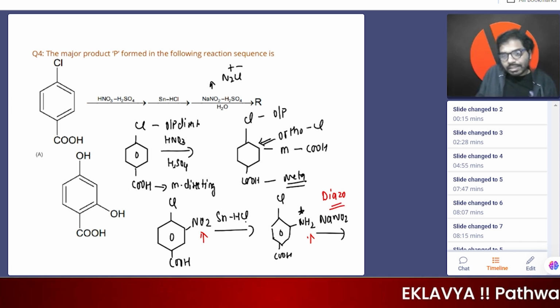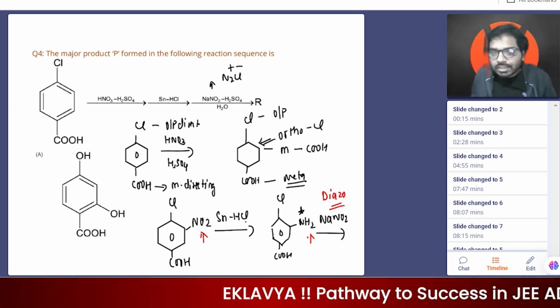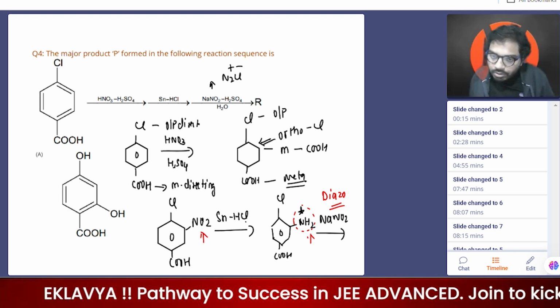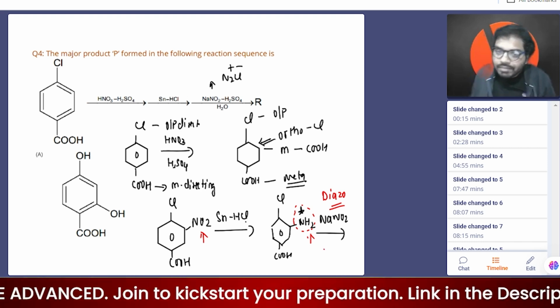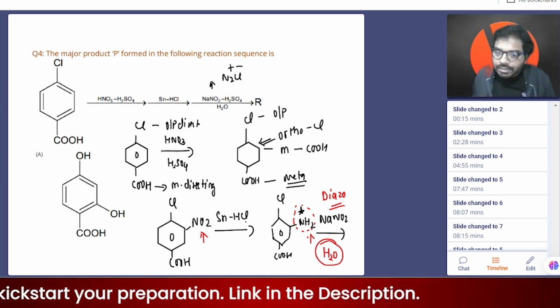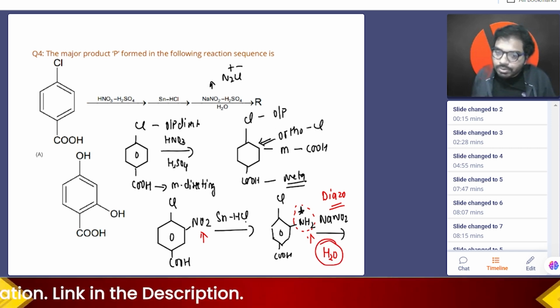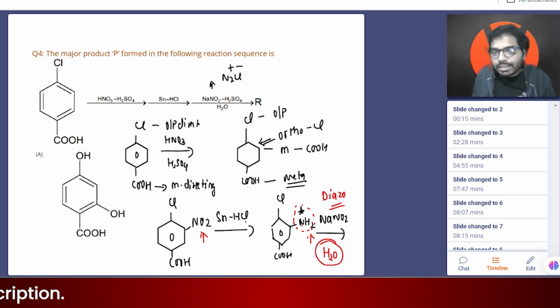And after that, the diazotization reaction occurs. So benzene diazonium chloride will form at this particular position, N2+ Cl-, and then we will react this freshly prepared benzene diazonium chloride with water. So at the end, OH will be placed at this particular position.